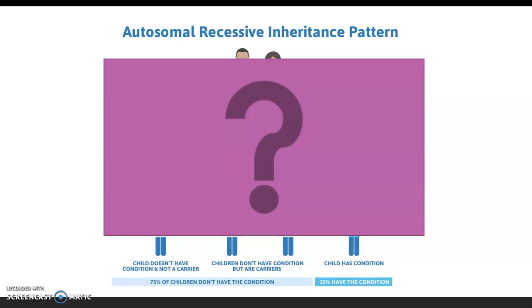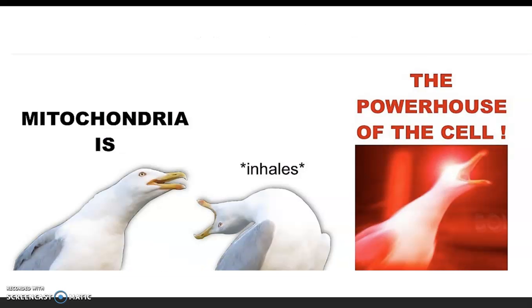So for my project, I decided to focus on a monogenic form of Parkinson's, which is heterozygous and has autosomal recessive mutations of both the PINK1 and Parkin genes. So the PINK1 and Parkin genes work together on a mitochondrial regulatory pathway. So as we all know, the mitochondria is the powerhouse of the cell. This means that it generates a lot of energy for the cell to use.